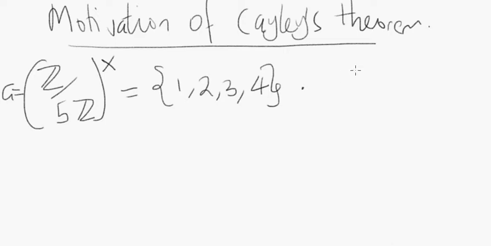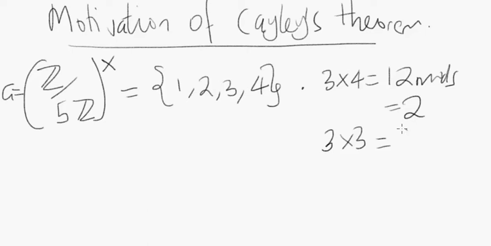So for instance, 3 times 4, normally that's equal to 12, right? But when you look at it mod 5, when you divide 12 by 5, you get a remainder of 2. So that means that 12 is really 2 in this group, and that's how we multiply everything else. Another example: 3 times 3 would be 9. What's 9 mod 5? It will really be equal to 4 in this case. So that's what it means to multiply in this group.